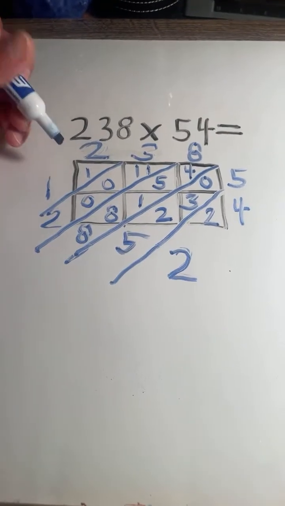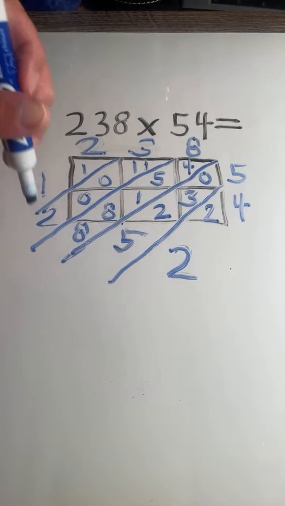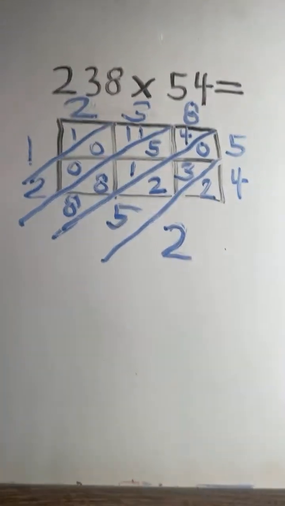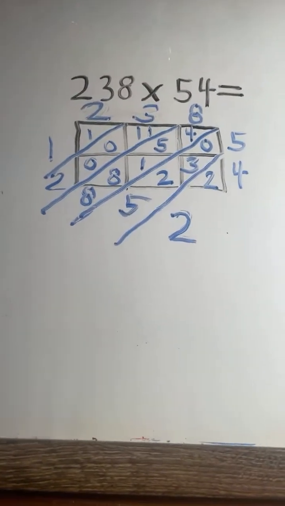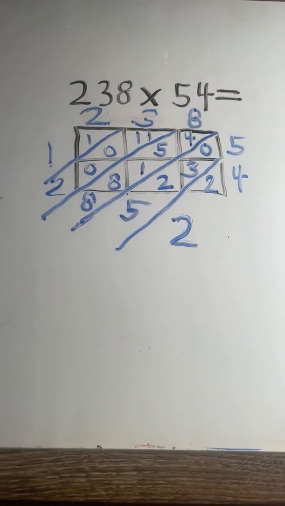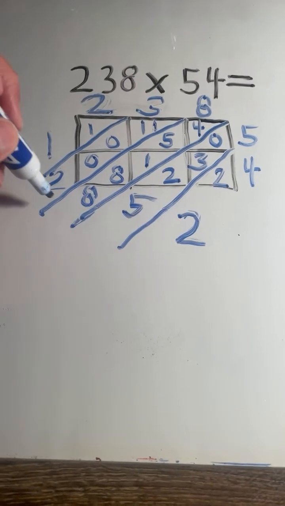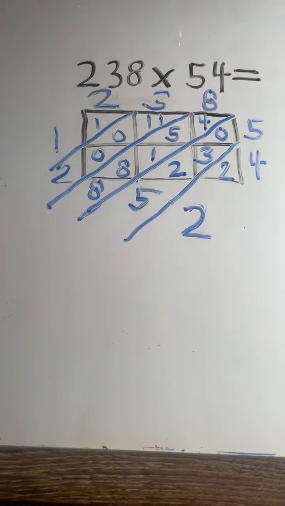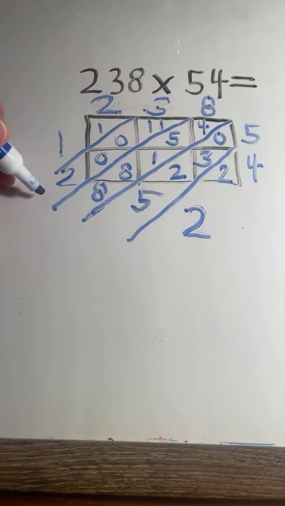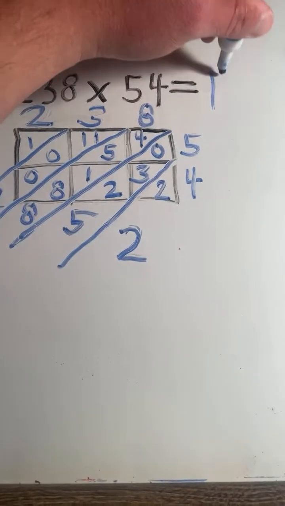So next, we're going to read our number from left to right. So we have our answer, 238 times 54 equals 12,852. 12,852 is our final answer.